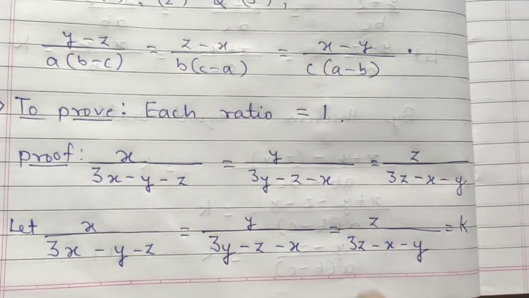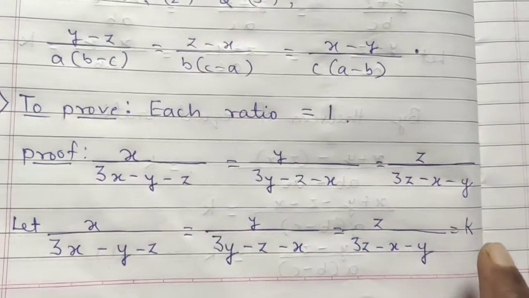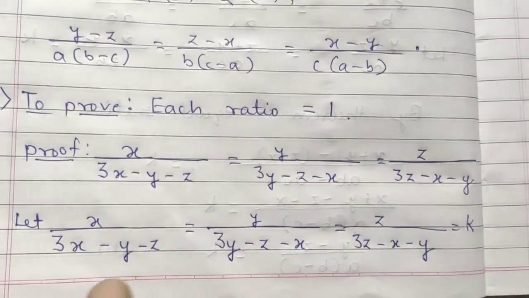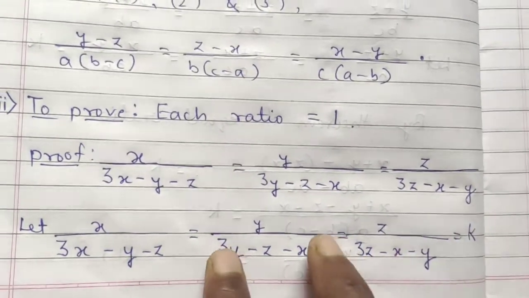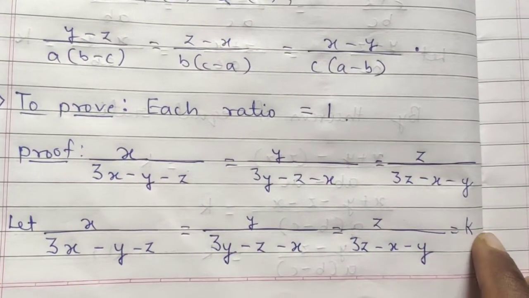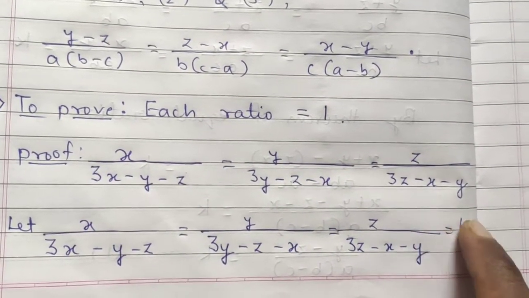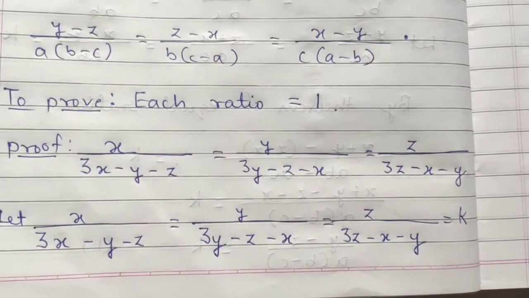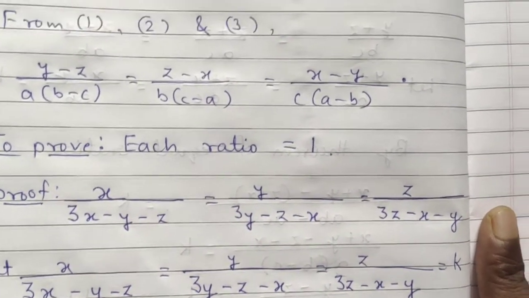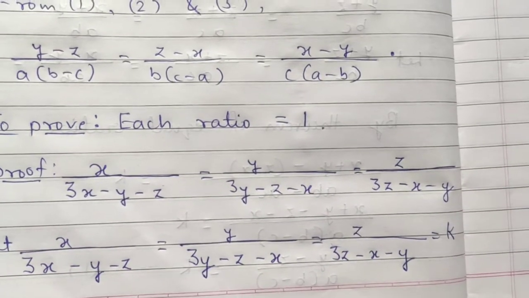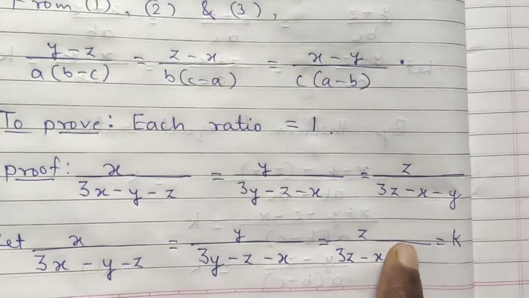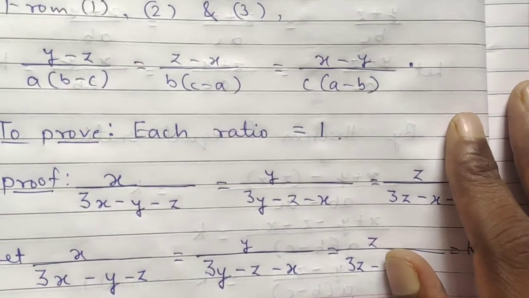Now what we need to prove? We need to prove each ratio, meaning what? k equals 1, because each ratio is equal to k. You can see here, first ratio equal to k, second ratio equal to k, third also equal to k. So if we are able to prove that k equals 1, then we are through with our result. Now let us use the theorem of equal ratios, and in this case we are going to add all three ratios.